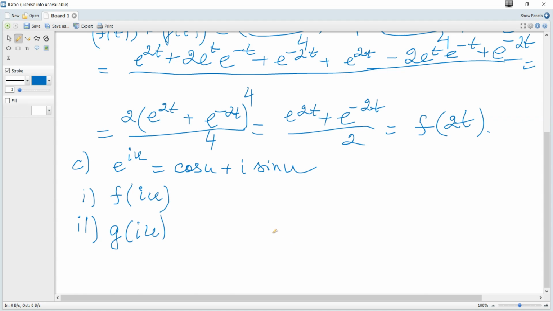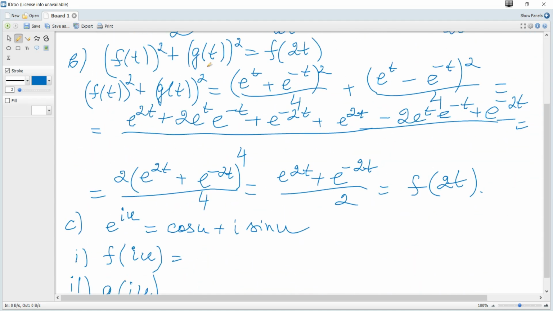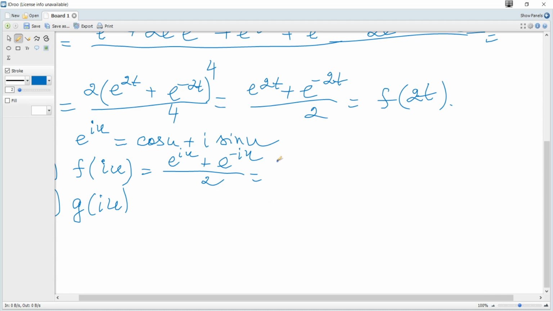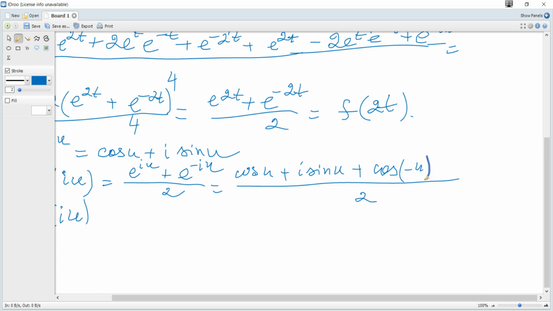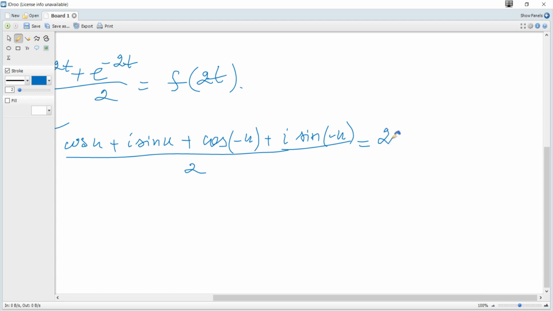So f of I u, what is f? It's this function, so it becomes e to the power of I u plus e to the power of negative I u over 2, and it becomes cosine u plus I sine u plus cosine of negative u plus I sine of negative u over 2, and we know that cosine is even function, so cosine of negative u is cosine u, and sine of negative u is negative sine of u, so it becomes 2 times cosine u over 2. So it's cosine u.